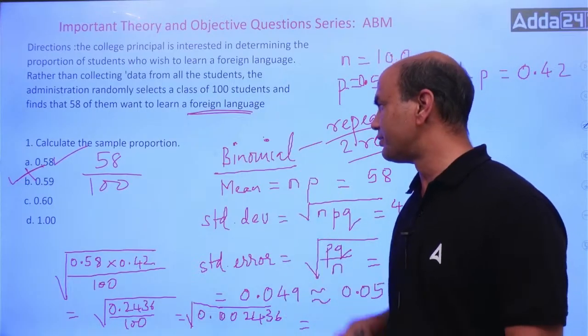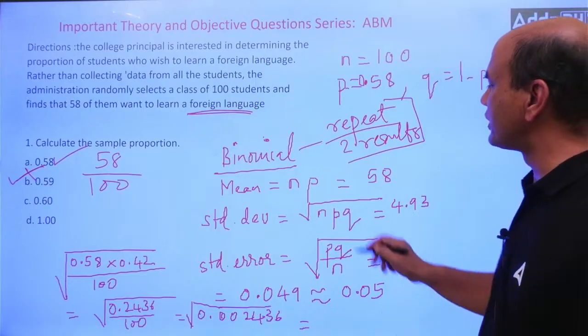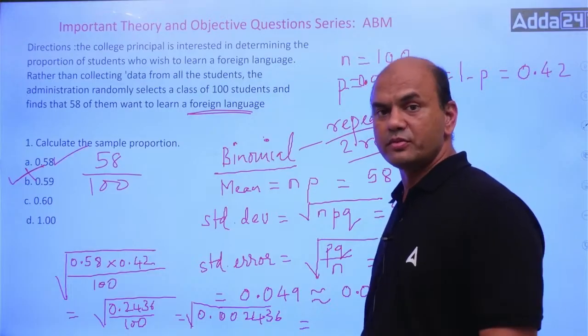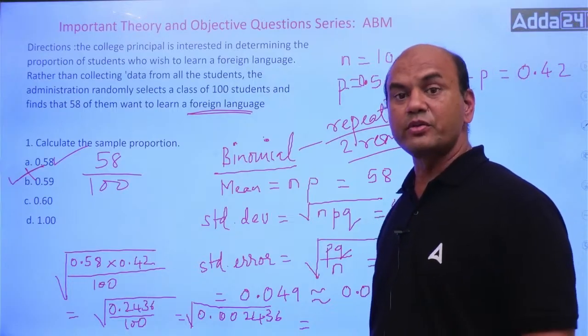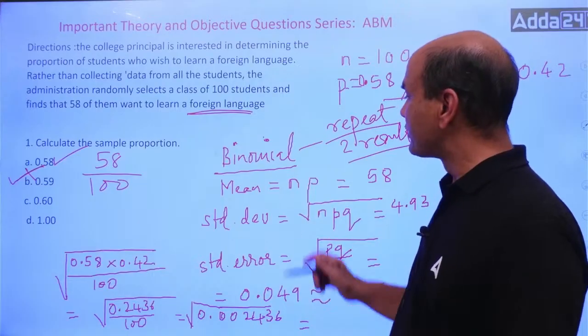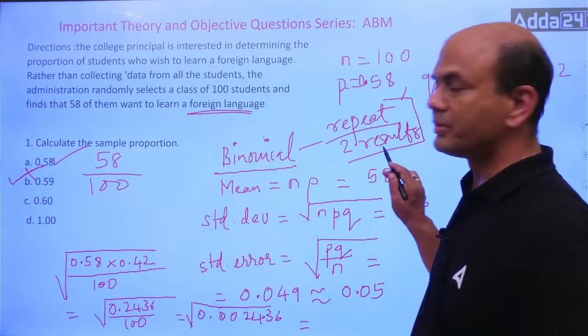One is mean. Mean means what? The formula is very simple. Mean equals NP. What is N? Number of students. What is P? Success. What is success? 0.58. Just now we saw it, 58 out of 100. So 0.58. Mean equals N into P, 100 into 0.58. So it is 58. So mean is 58.